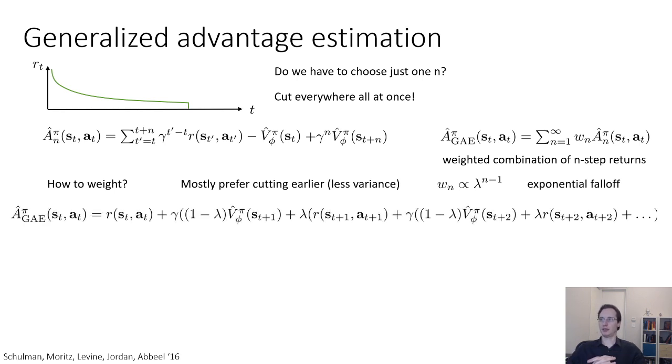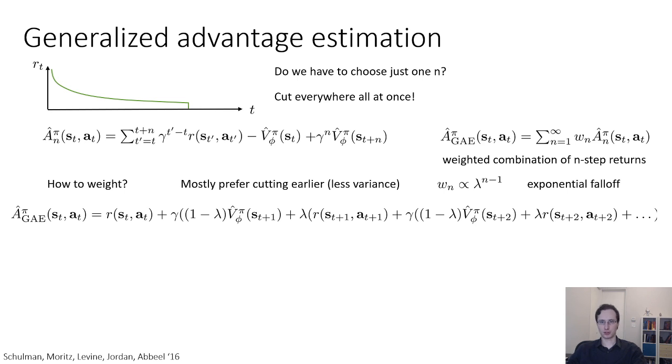So if you use an exponential fall-off, which means that W_n is lambda to the n minus 1, then it turns out that there's a very convenient way to evaluate this infinite sum over all possible n-step returns. You can write out A^GAE as the current reward plus gamma times (1 minus lambda) of the next value plus lambda of the next reward and its next value, and so on. So at every time step, you have 1 minus lambda times the value function at that time step plus lambda times the GAE estimator from there on out. And that gives you this weighted sum of all possible n-step return estimators.